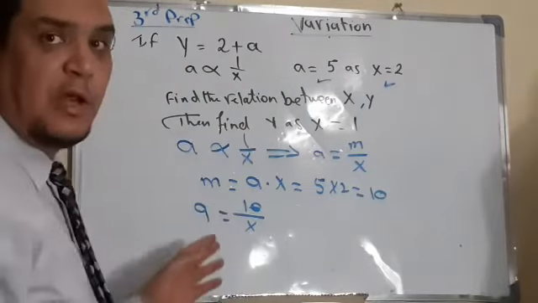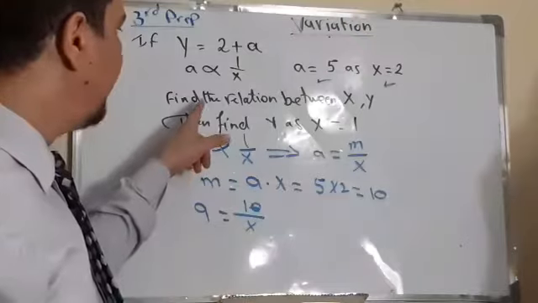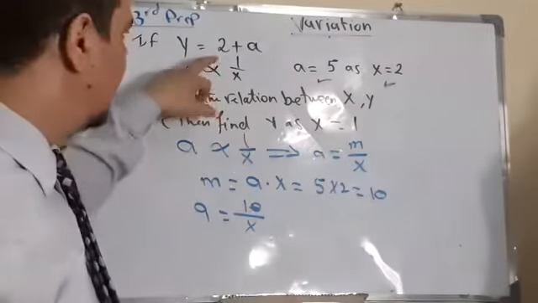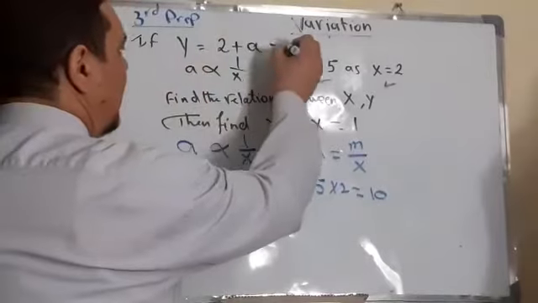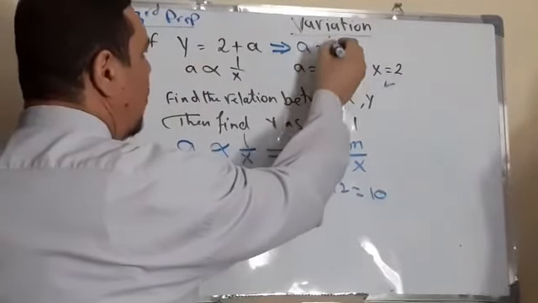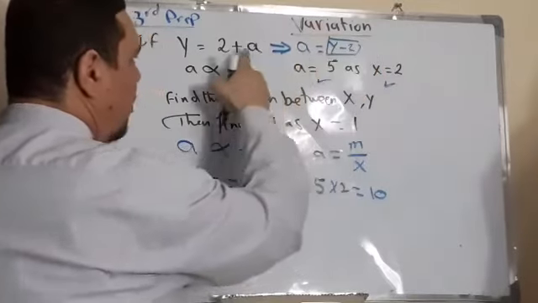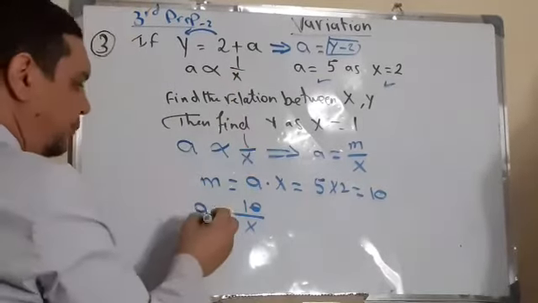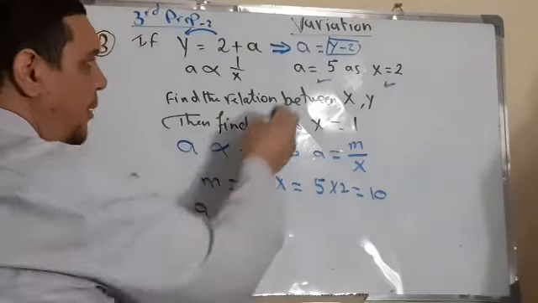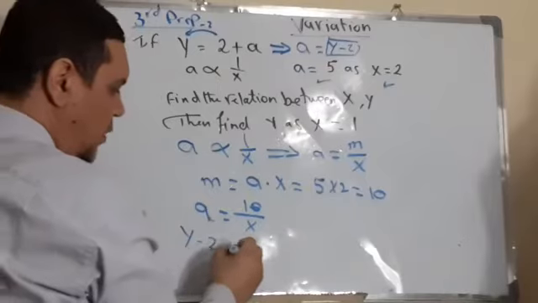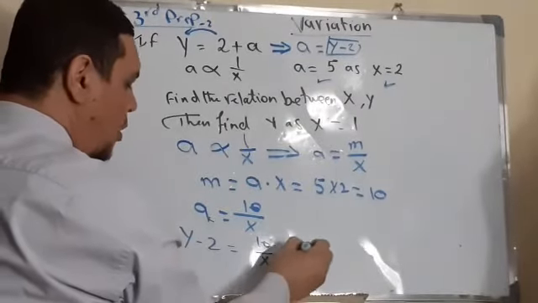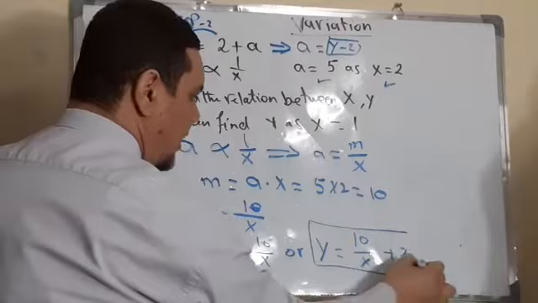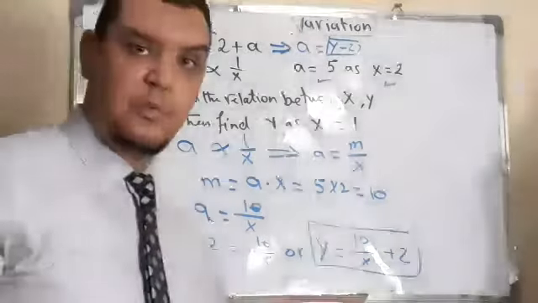Now we have found the value of the constant m, but it says find the relation between x and y. Then we must use the first relation to find y. In this case, a equals y minus 2. Then here we can replace a by y minus 2. Y minus 2 equals 10 over x, or y equals 10 over x plus 2. The relation between x and y is y equals 10 over x plus 2.